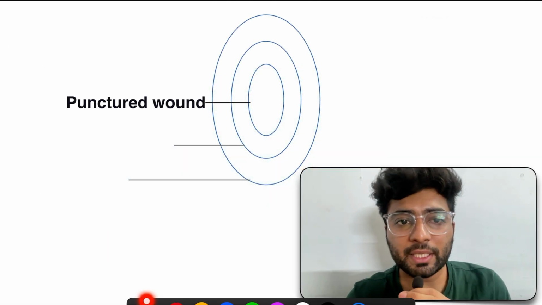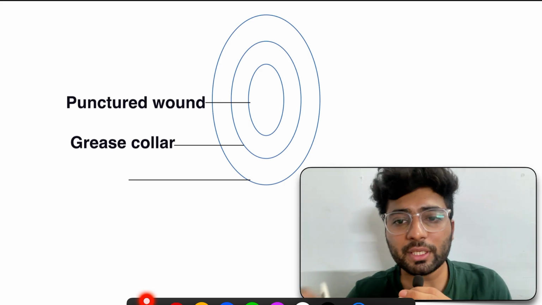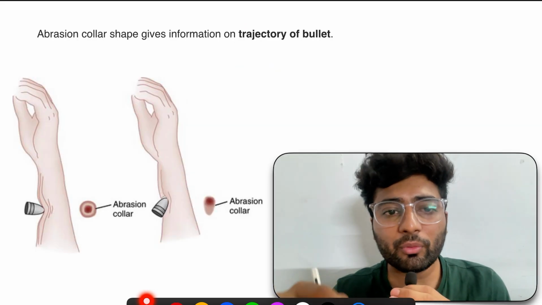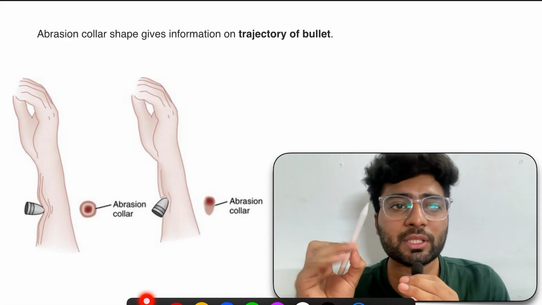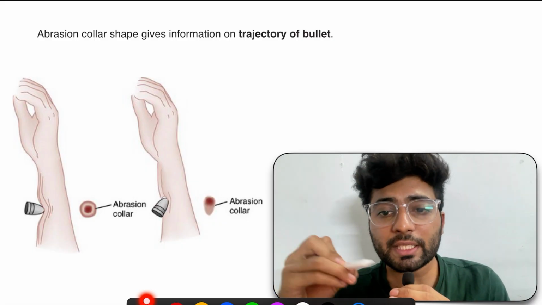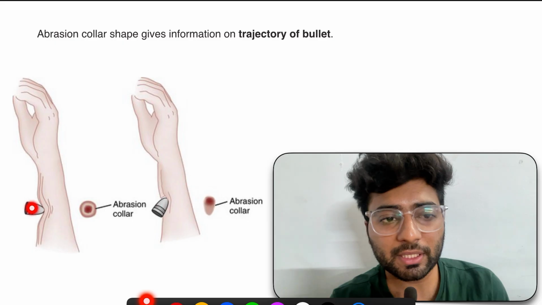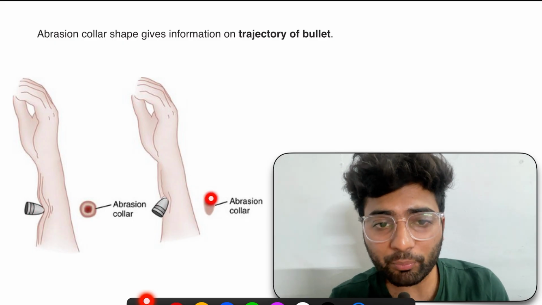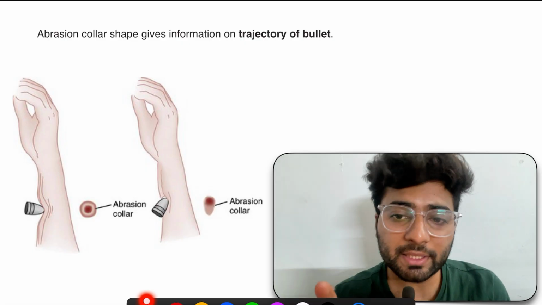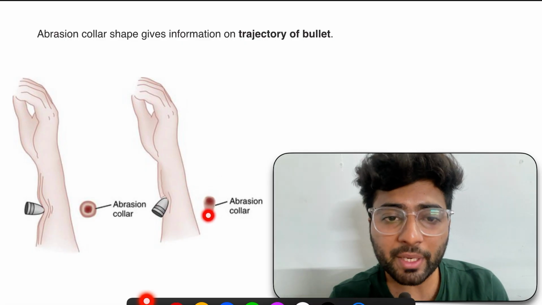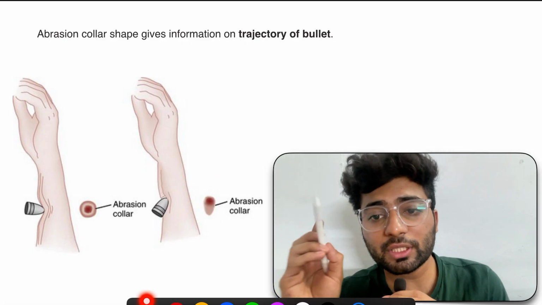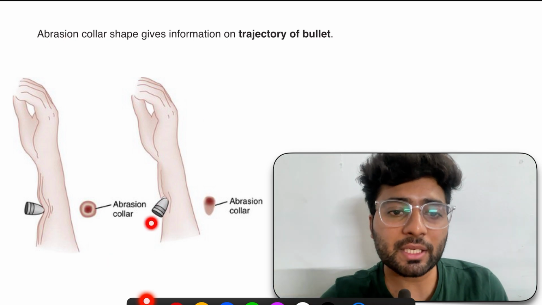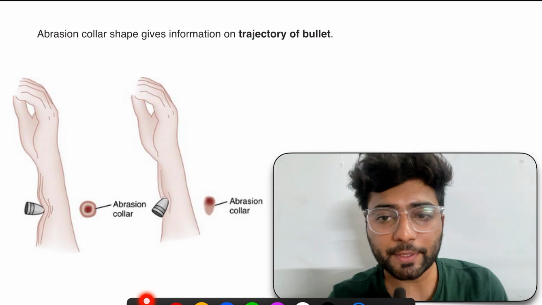Now, in the center we know there is a puncture wound. Around it is the grease collar, and more outer is the abrasion collar. Now, the abrasion collar shape will give the trajectory of the bullet. Here the trajectory is straight, so it will give this type of abrasion collar. Here you can see the puncture wound and the grease collar are the same, circular shape only, but the abrasion collar shape changes. So the shape changes only of the abrasion collar, and that will give the trajectory of how the bullet encountered the skin.